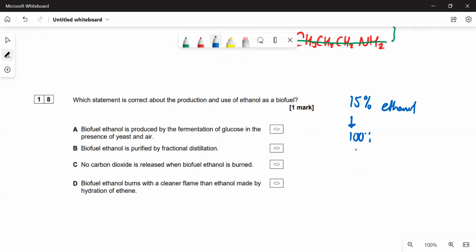Biofuel is produced by the fermentation of glucose in the presence of yeast. Yes, but not air, because it needs to be anaerobic. That won't work. You'll get aerobic oxidation of the glucose if you do that. That's wrong. Bioethanol is purified by fractional distillation. That's true, because I said here, yeah, you only get 15%. No carbon dioxide is released when biofuel ethanol burns. Of course, you do get carbon dioxide when you burn anything with carbon in it. Biofuel ethanol burns with a cleaner flame. That's not true at all. It's the same stuff, same chemical. So B is the answer there.